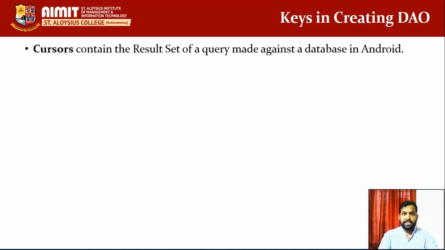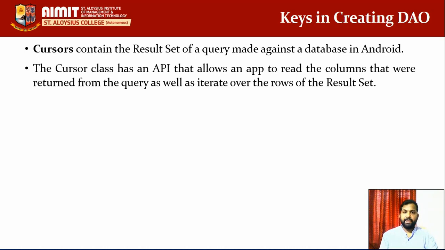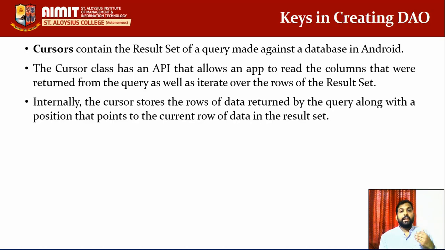I've already spoken about this cursor in the content provider program in the contacts app, if you remember. Cursor is like a result set in JDBC, what we had done in the last semester. In JDBC, a result set would represent data which comes from the database, where you perform execute query and then get the data as a result set. Here you will use the query to get a cursor. And the cursor has an API that allows an app to read columns that are returned from your query and also iterate over the rows of the result set. If the result set is there, it doesn't mean that you can start retrieving data directly from the result set unless you use a specific method.